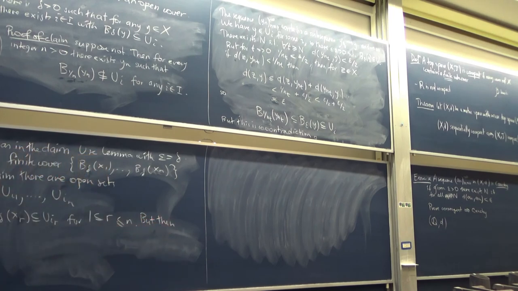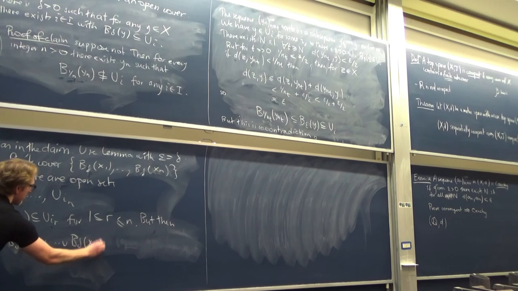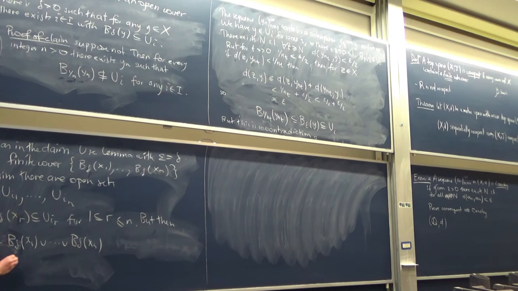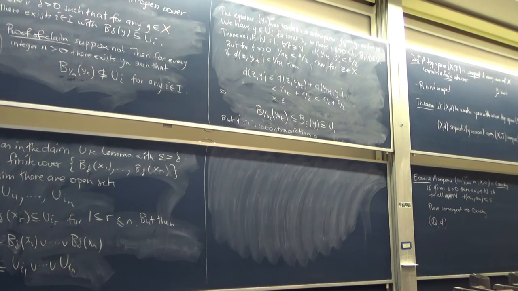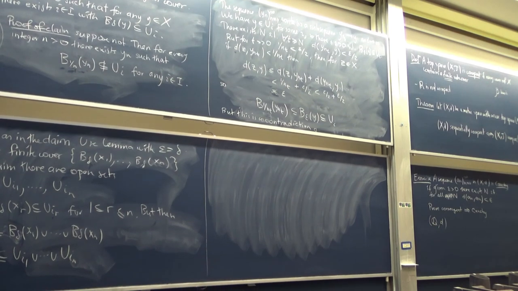X is, by the lemma, equal to the union of all those open balls, but each one of those open balls is contained in the U_i's. So I get X contained in the union of that finite list of U_i's, and the reverse inclusion is, of course, true. So that is the desired finite subcover.